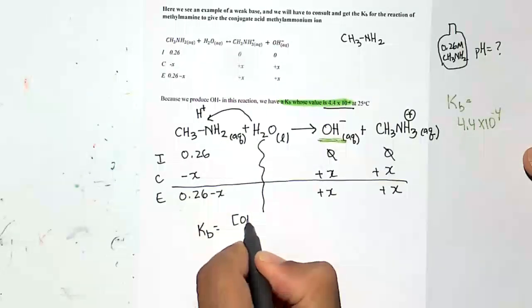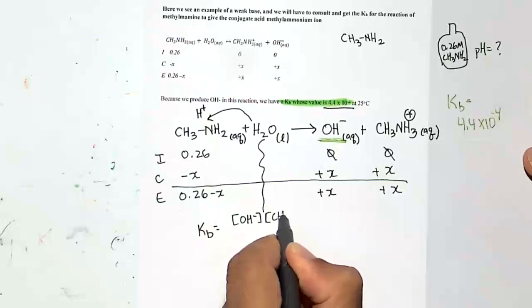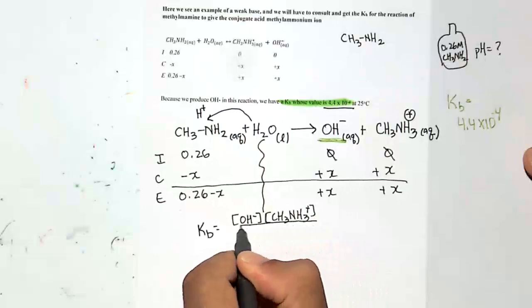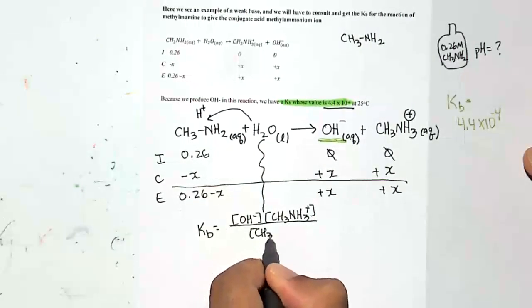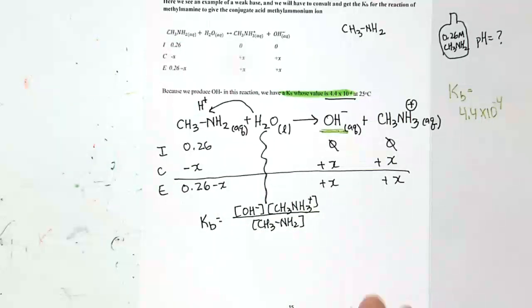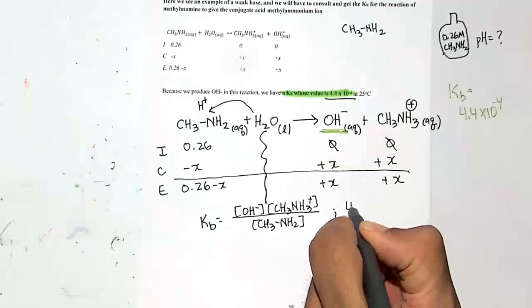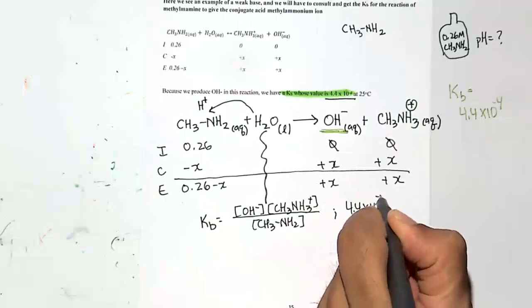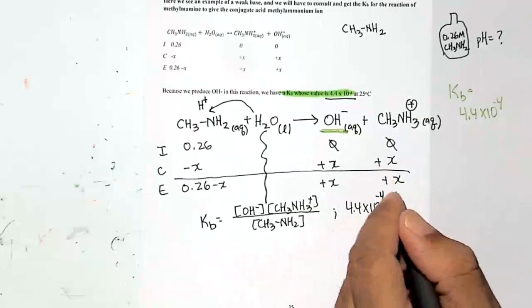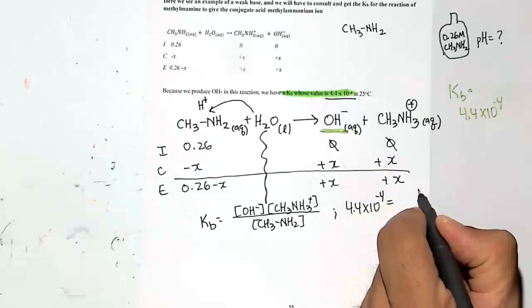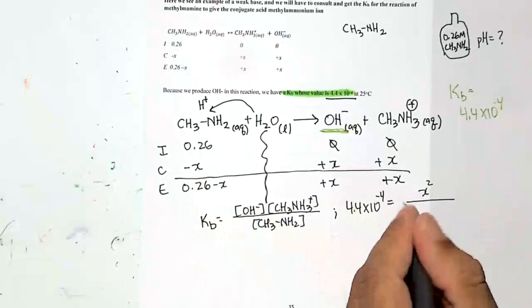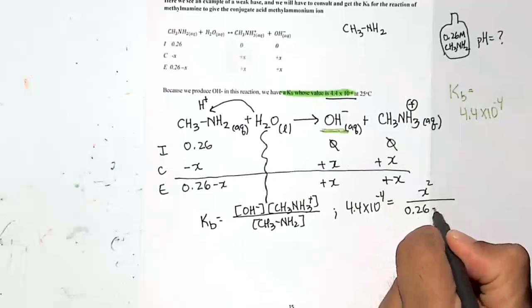So we'll plug it into our equilibrium expression. So 4.4 times 10 to the minus 4. OH minus is x, CH3NH3 plus is x, x times x is x squared, over 0.26 minus x.